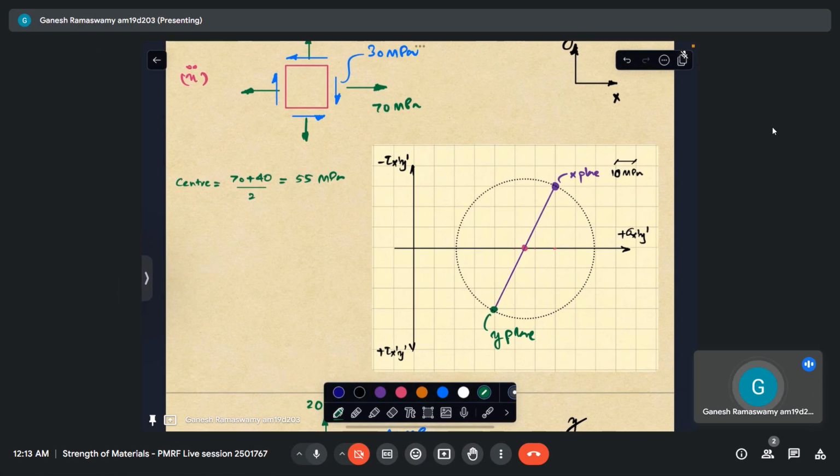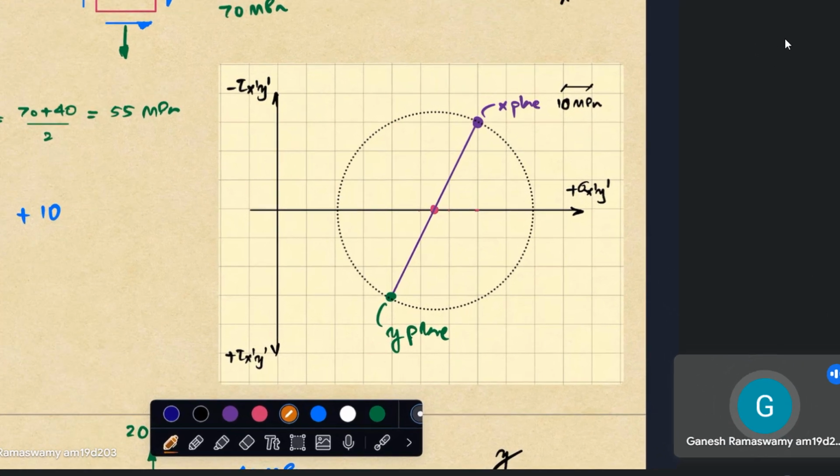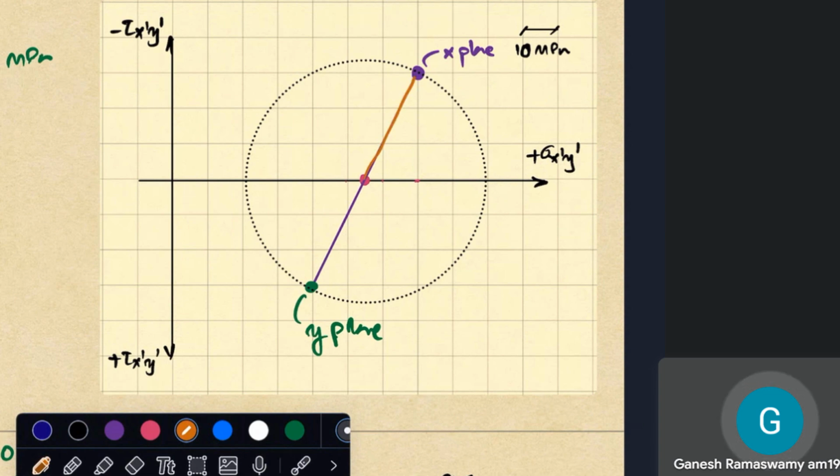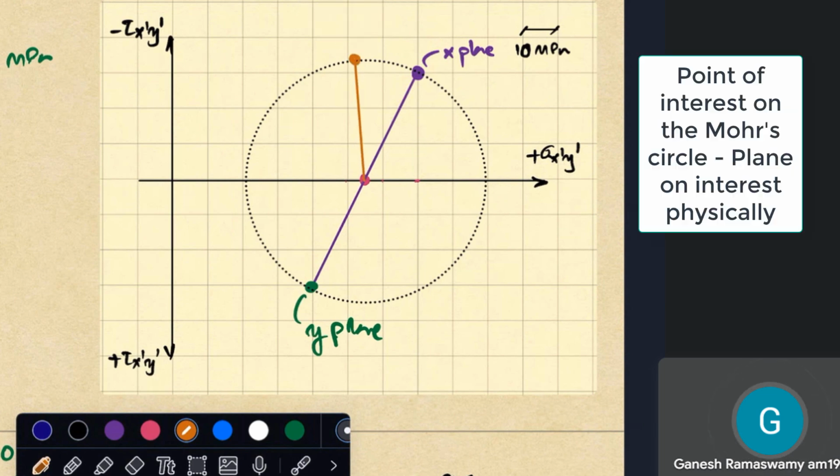So now if we have a question that we rotate by positive 10 degrees about the x-axis, what do we have to do in order to find that? So we have this as the x-plane. So we essentially have to rotate by 2 theta, by 20 degrees we will have to rotate. This will be our new point of interest. So I hope that is clear.